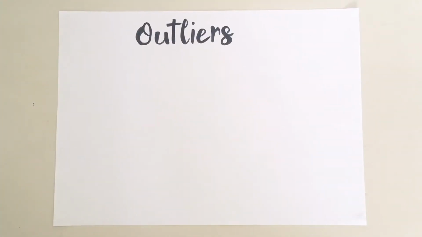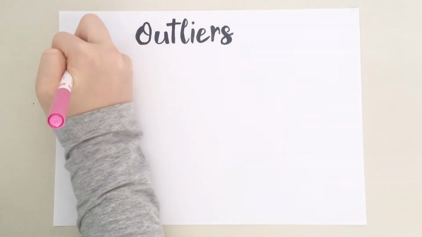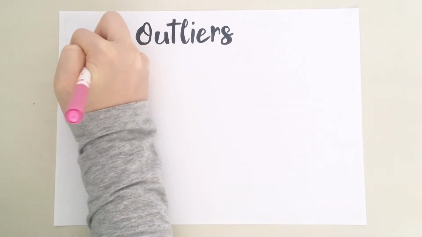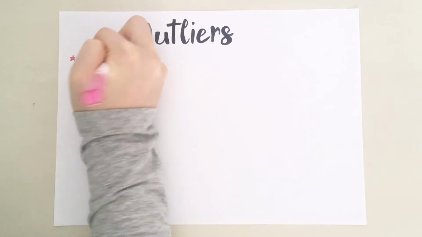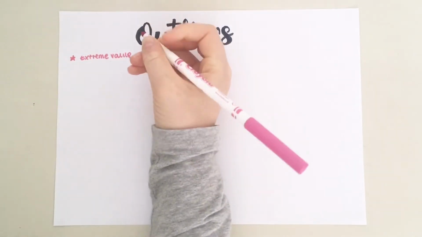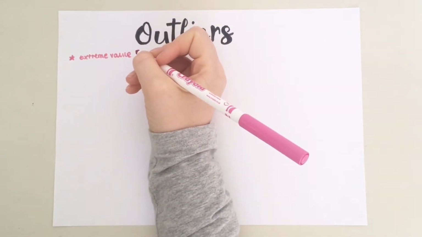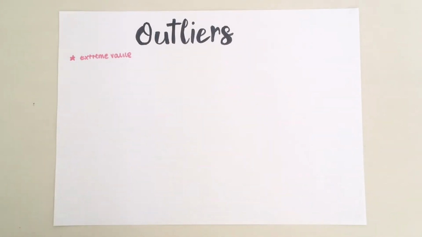Welcome to this video on outliers. An outlier is an extreme value that lies outside the overall pattern of data. There are various different ways of calculating an outlier. The method to use will always be stated clearly in the question.